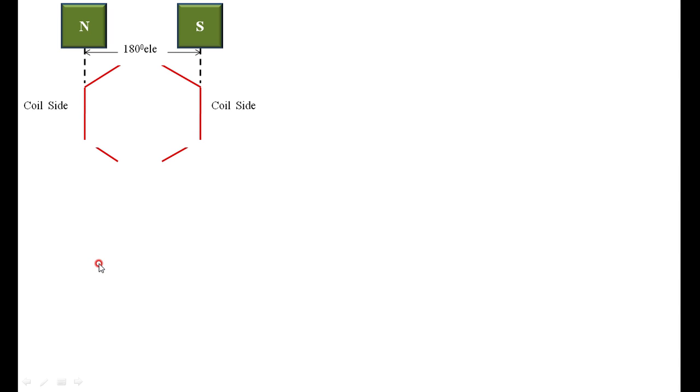Okay, the same thing I am putting here once again. The coil span is 180 degree. That is, the angle between these two is 180 because the pole pitch is also 180 degree. The coil span is also 180 degree. Therefore, it is full pitch winding.